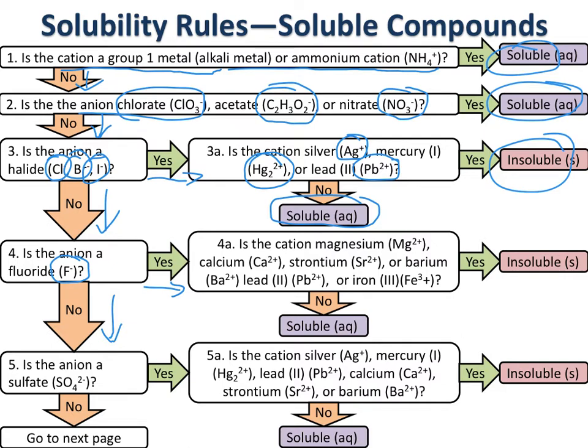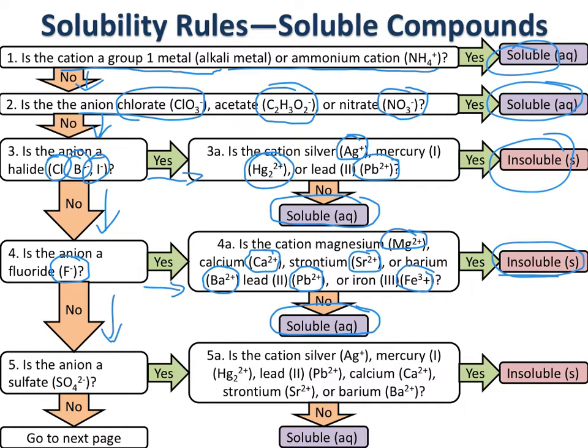Question 4A. Is the cation magnesium, Mg2+, calcium, Ca2+, strontium, Sr2+, barium, Ba2+, lead 2, Pb2+, or iron 3, Fe3+? If the answer is yes, then the compound is insoluble. If the answer is no, then the compound is soluble.